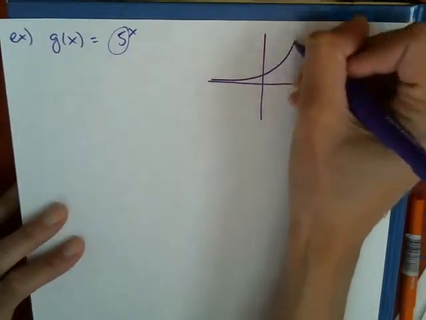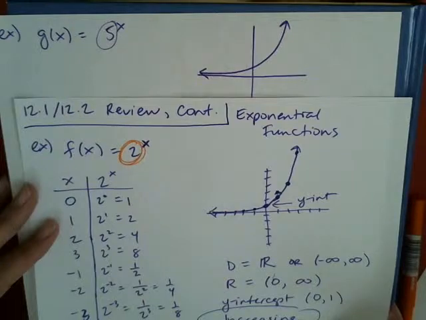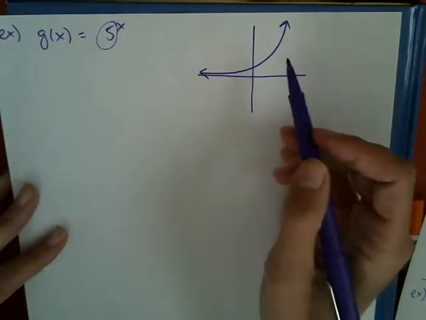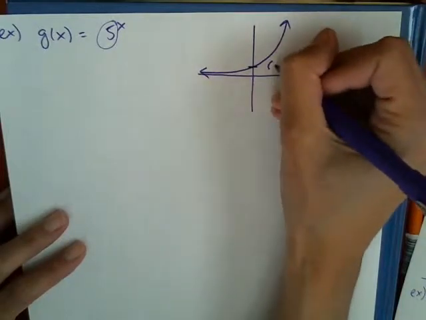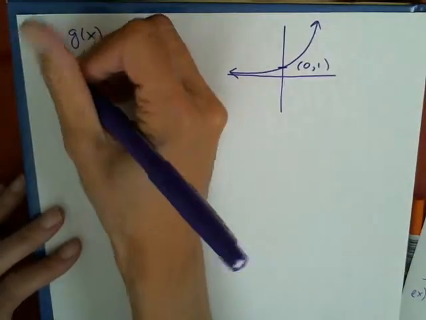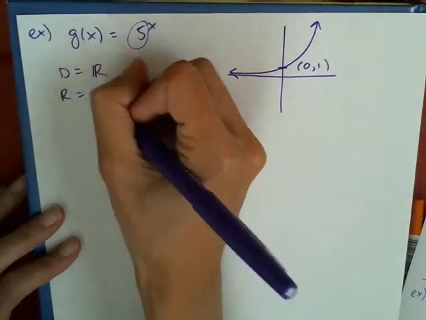If I was asked to sketch a graph, it would look exactly the same as the one we just did. It's a little steeper, but I'm just not going to put a scale there. It also still has the same y-intercept, 0, 1. It has the same domain. It has the same range.